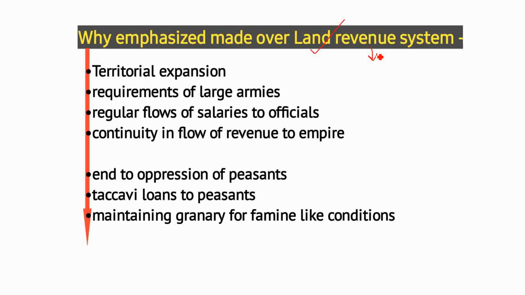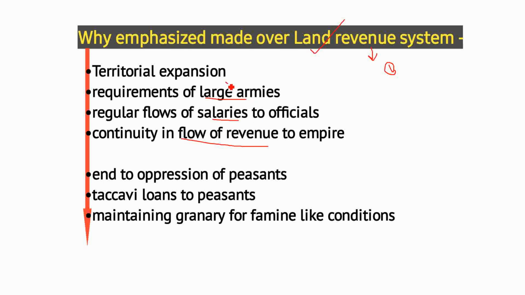Now, suppose a ruler is very expansionist and eager to expand his territory. What does he require? He requires large armies. Large armies will be loyal when you pay handsome salaries to the officials. So for all this, the basic need is money. Land revenue at that time plays a pivotal role in the continuity of the flow of revenue to the empire. That is why it is necessary to strengthen the land revenue administration.